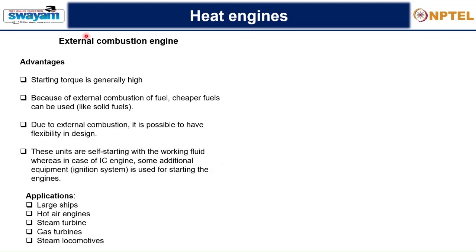So the applications of external combustion engines are large ships, hot air engines, steam turbines, and gas turbines. Okay, for the gas turbines here, there is some external combustion taking place somewhere. So these are the gas turbines I'm talking about, but mainly gas turbines are classified as internal combustion engines. Then steam locomotives, I will show you the picture of the steam locomotives.